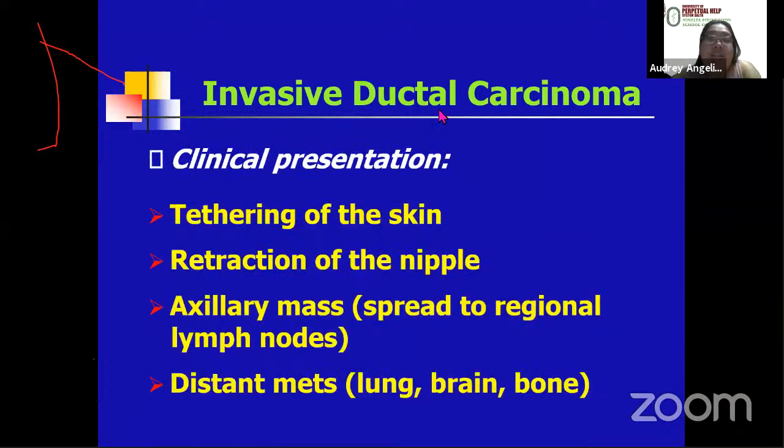Okay, so these are the clinical presentations. You will have your tethering, retraction, axillary mass, and distant metastasis. Your invasive ductal carcinoma will metastasize to your lung, brain, and bone. So you will see later on that your invasive lobular carcinoma would metastasize elsewhere.